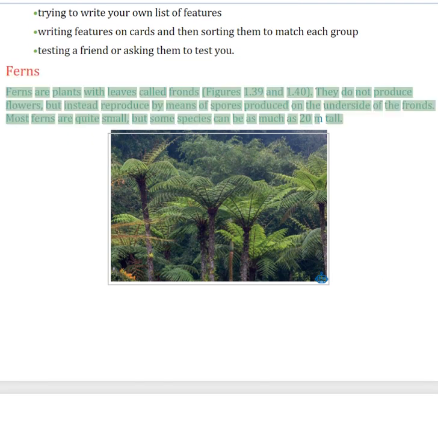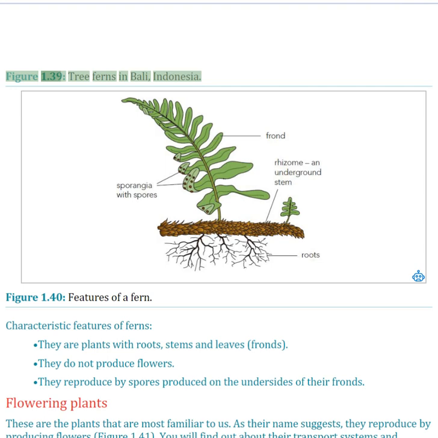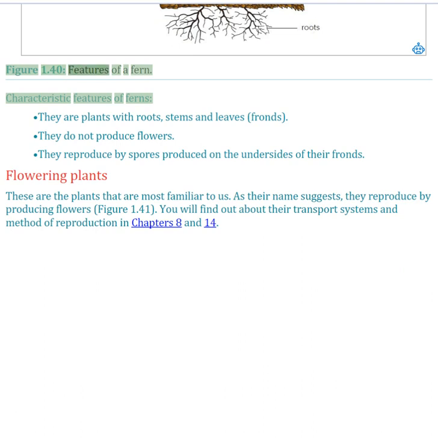Ferns. Ferns are plants with leaves called fronds. They do not produce flowers, but instead reproduce by means of spores produced on the underside of the fronds. Most ferns are quite small, but some species can be as much as 20 m tall. Figure 1.39, Tree ferns in Bali, Indonesia. Figure 1.40, Features of a fern.